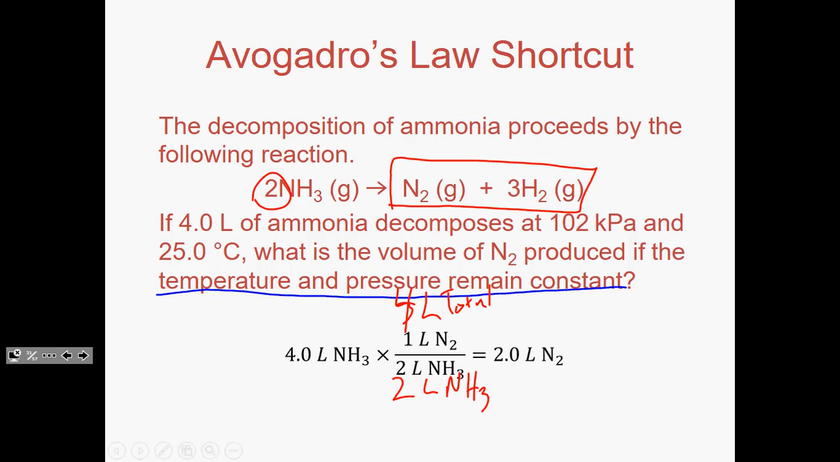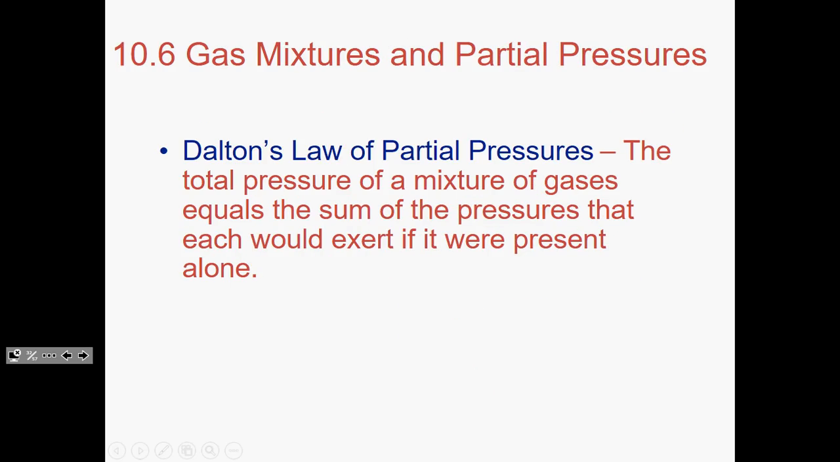So we can go from liters of ammonia to liters of nitrogen, liters of ammonia to liters of hydrogen, or we can also go from liters of ammonia to total moles using a 2 to 4 mole ratio. Now, the last idea that we're going to look at here is really Dalton's law type relationships, and then a little bit related to partial pressures and total pressure, which is like Dalton's law, but it's a little bit different.